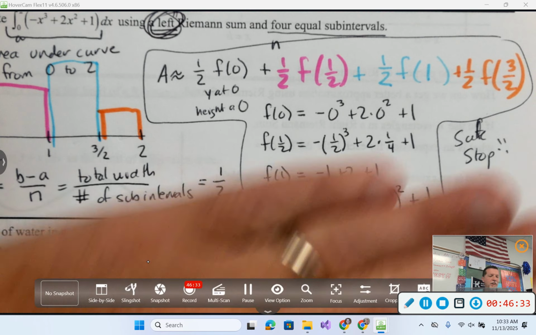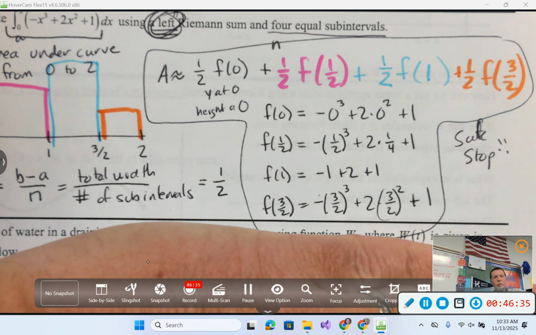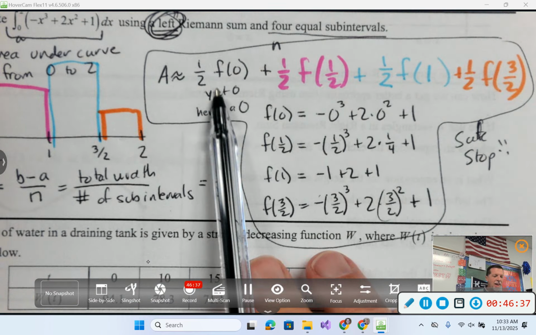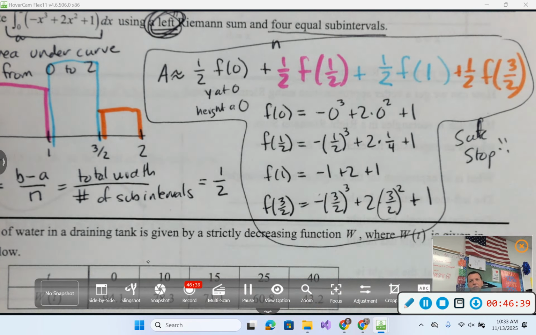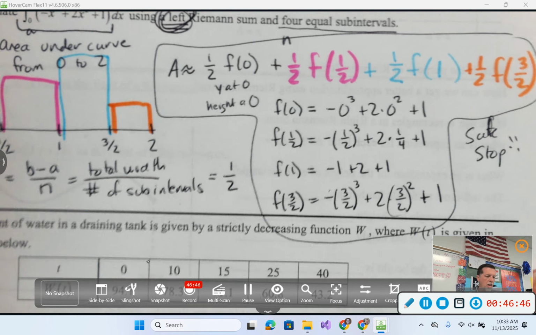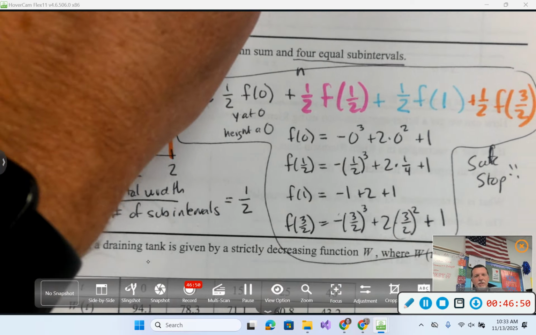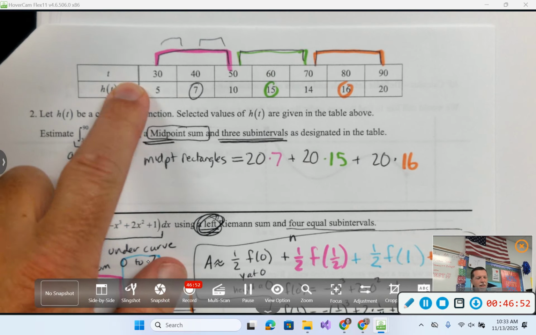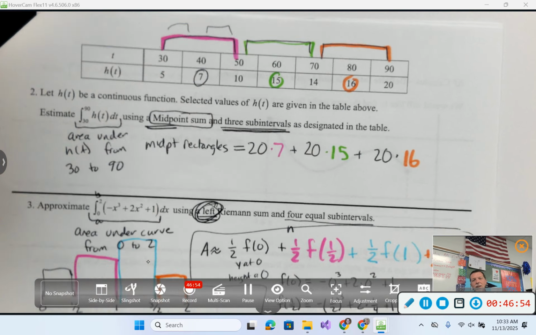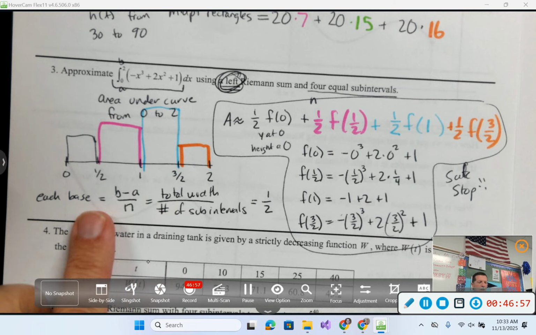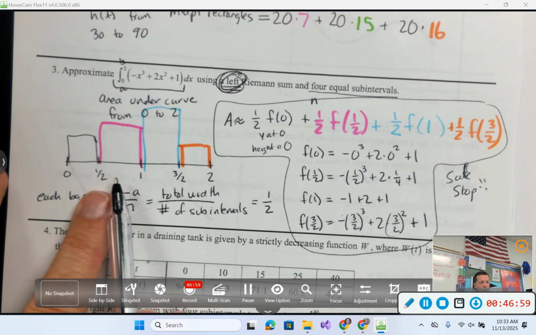Just be careful, you've got to include the f equals things. You can't just leave it as f of 0, f of 1/2. You've got to explain what those are. If you explain what they are, then you can leave it alone. Okay, so that one was a little bit different. It was a little bit trickier because rather than just looking at a table and grabbing the left-hand height, we kind of had to draw our own table or think about where the left was or the right was.